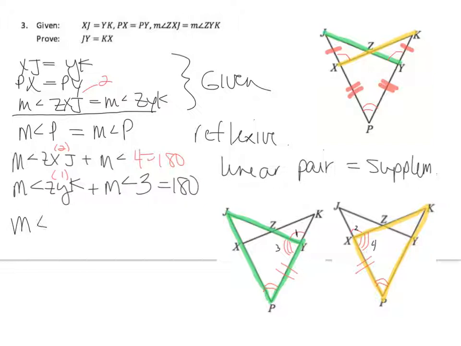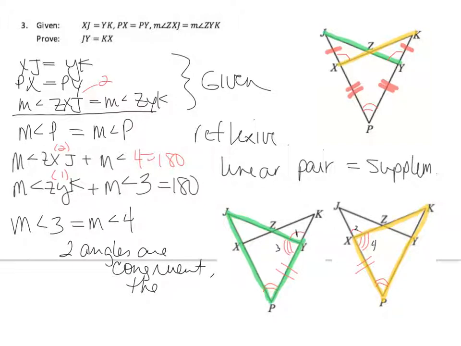So now we can say that the measure of angle 3 is equal to the measure of angle 4. And we learned this rule in the last lesson: if two angles are congruent, their supplements are congruent. So there's my reason.